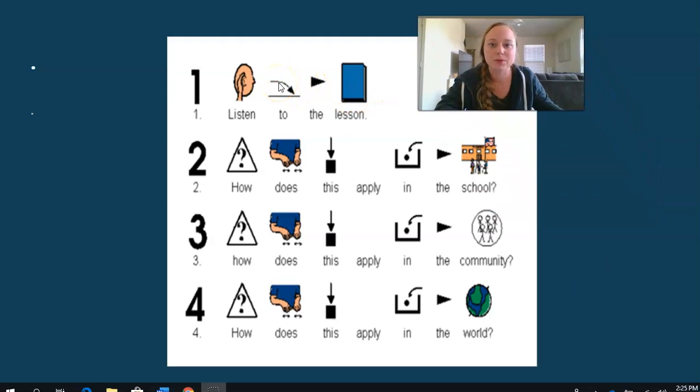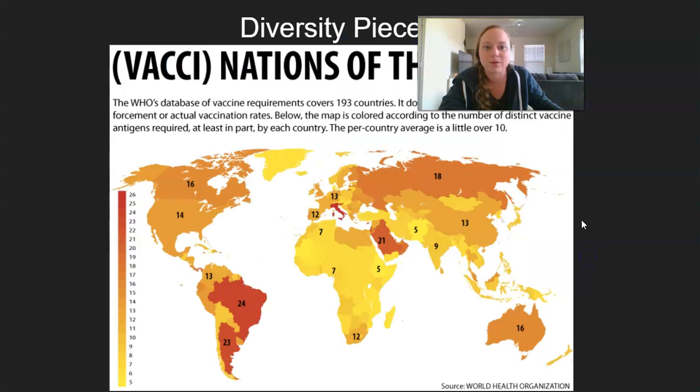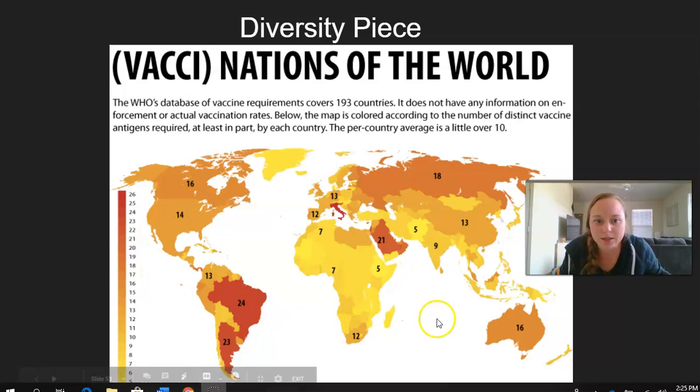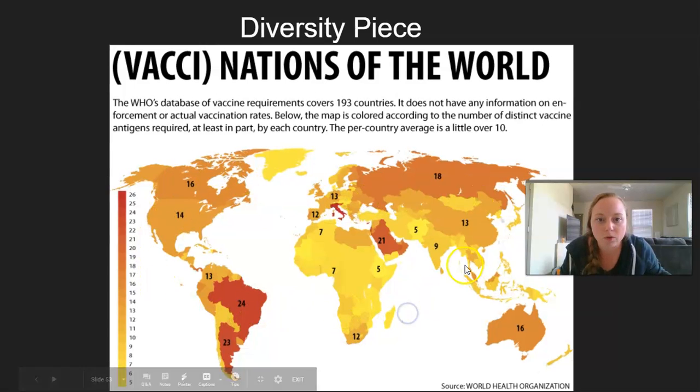Okay, so we're going to do our diversity piece, but first we need to learn, how does this apply in the school? How does this apply in the community? How does this apply in the world? So let's go on to how this applies in the world. So right here, you can see the United States. Now, this is a map of the whole Earth, the whole world.